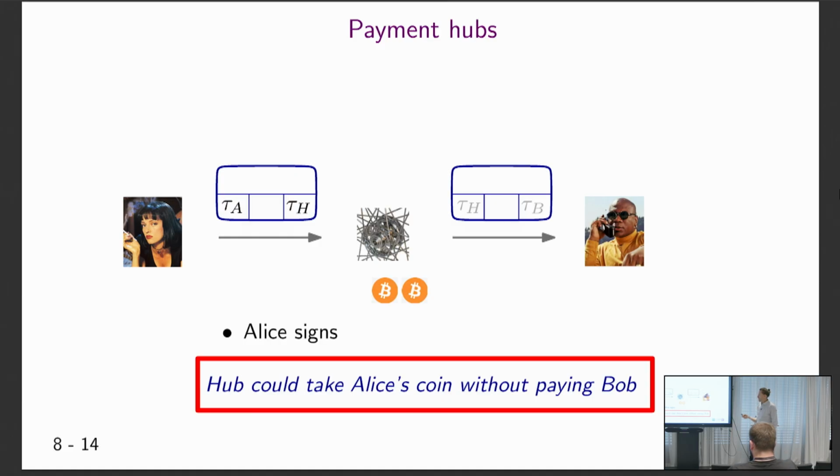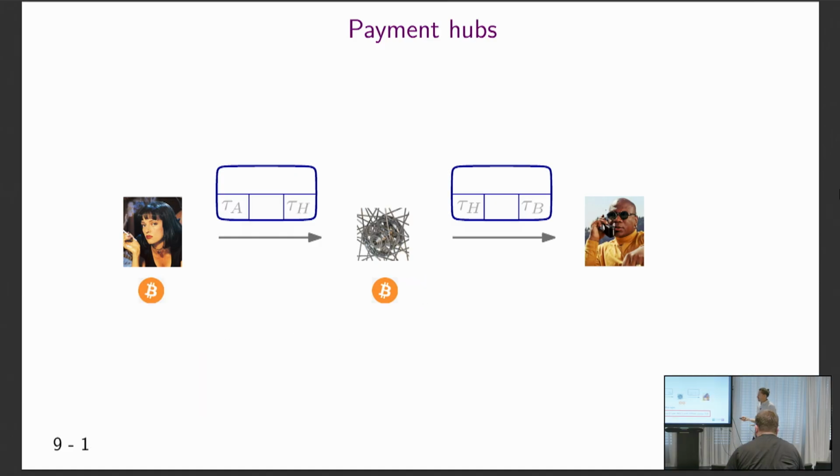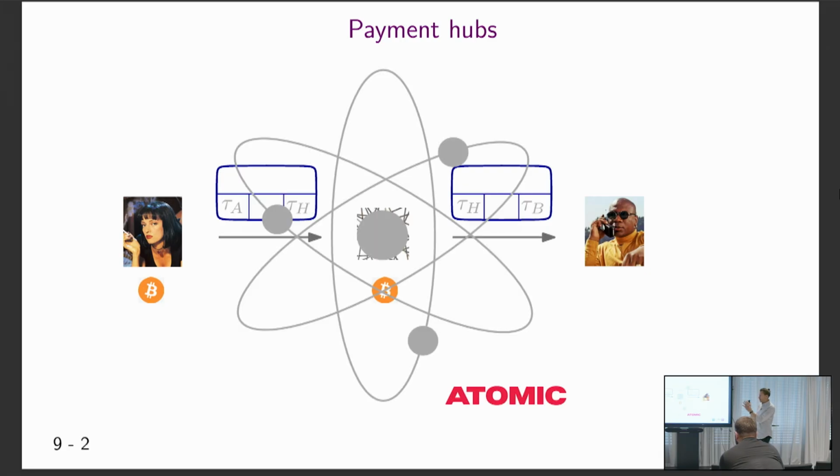So there's this very nice idea which solves that problem. What you want is you want these two transactions to be atomic, meaning that either both of them go through or none does, right? This way the hub can't steal the money because either the hub receives the money and Bob as well, or the money just stays where it was.